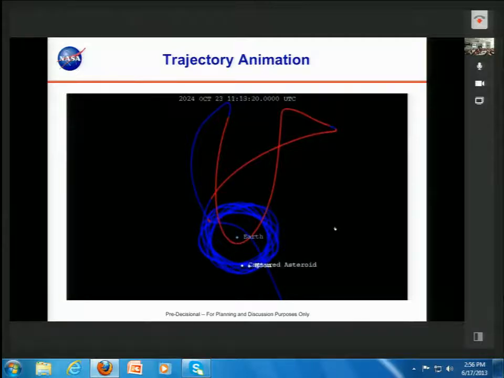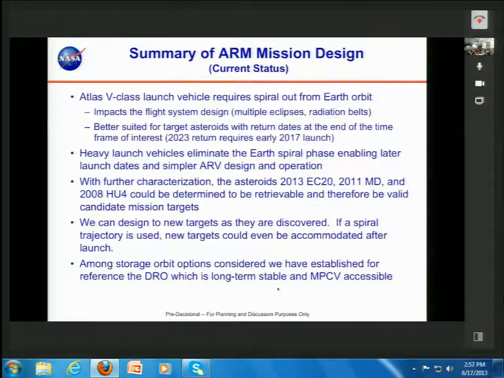Next slide here. Again, from an orbit point of view, if we have an Atlas 5 class launcher, we can close the mission, but it requires a spiral trajectory, and that's going to require multiple eclipses and radiation belts, which makes system engineers unhappy. And it's better suited for target asteroids when you have more time. Heavy launch vehicles eliminate the spiral phase, and you can have later launch dates and a simpler spacecraft design.